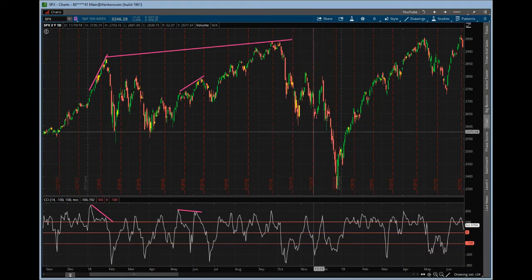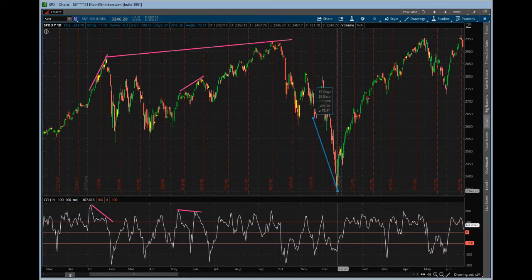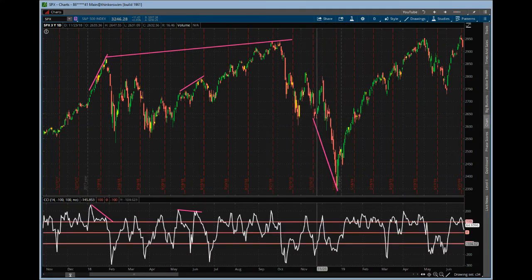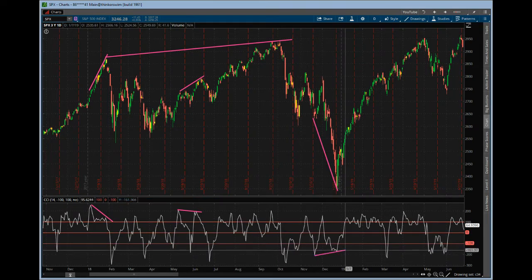A couple of things here are pretty interesting. When we push down here into December, we can see this low had a lower high right there, and that led ultimately to that big reversal.